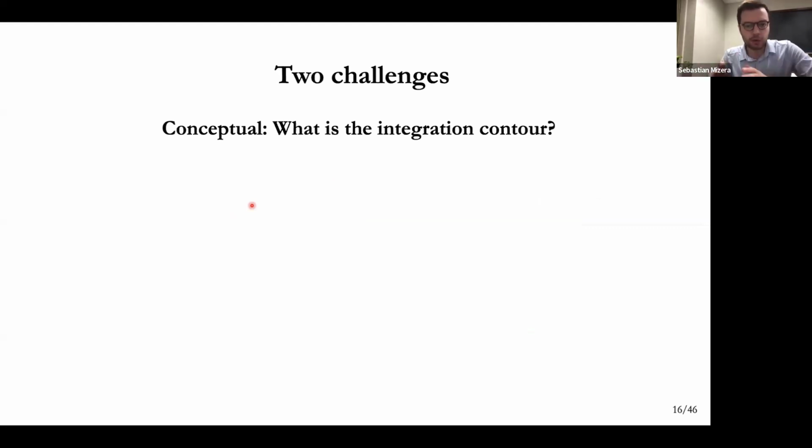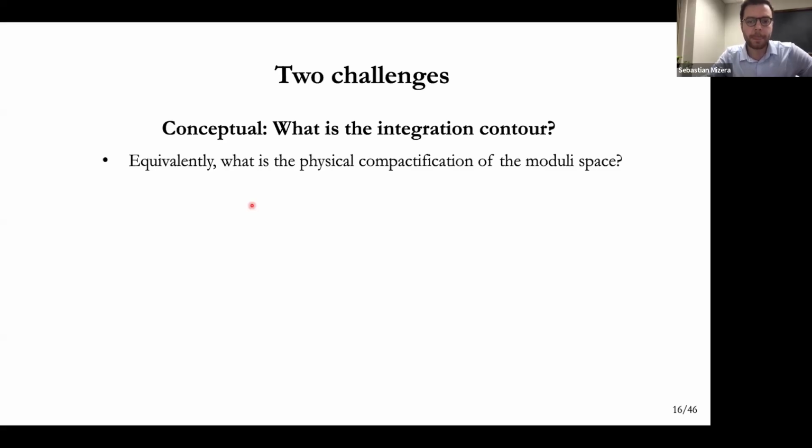So the first one is the conceptual challenge, which is asking what is the integration contour on the moduli space of genus g Riemann surfaces with punctures. So equivalently, you can think of it as a question about the compactification of this moduli space if you're more mathematically oriented. And in fact, you could have guessed that maybe something like the Deligne-Mumford compactification, which is a popular topic in mathematics, would resolve this issue, but in fact, it doesn't. The Deligne-Mumford doesn't talk a lot about this i epsilon prescription.